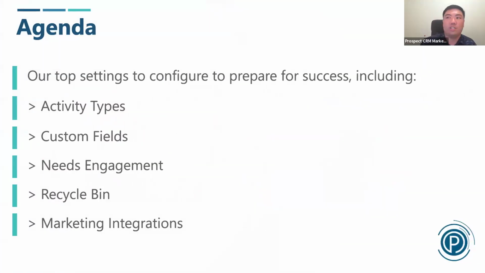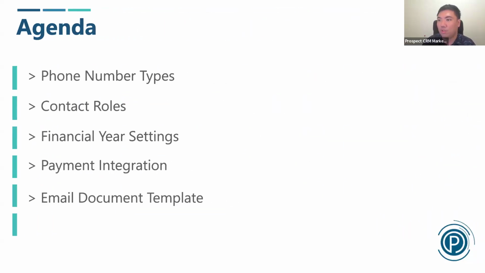Okay, and the agenda for today will be basically to configure some of our top settings in our system settings. And first and foremost, this will require admin rights, admin configuration rights. And we will be covering a little bit of activity types, custom fields, needs engagement, recycle bin, marketing integrations, phone number types, contact roles, financial year settings, payment integrations, and email document templates. So this will be the top 10 things that we will be covering here today.